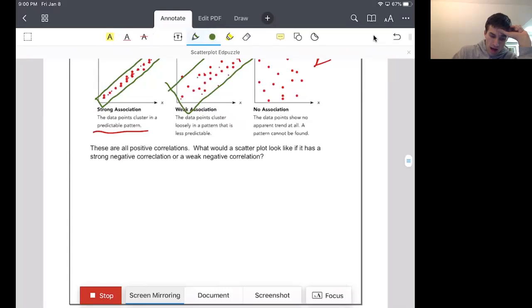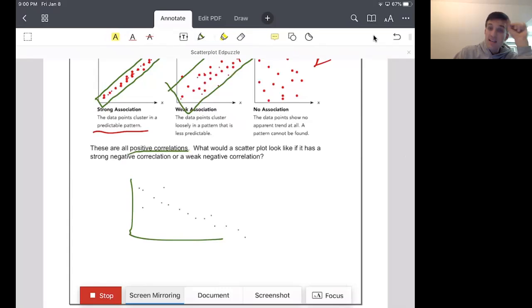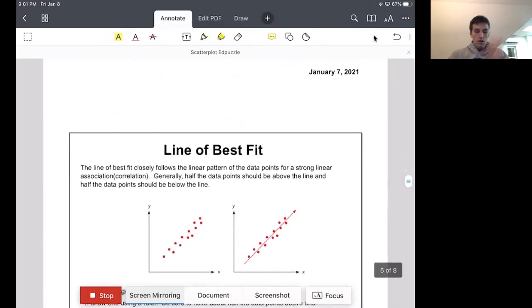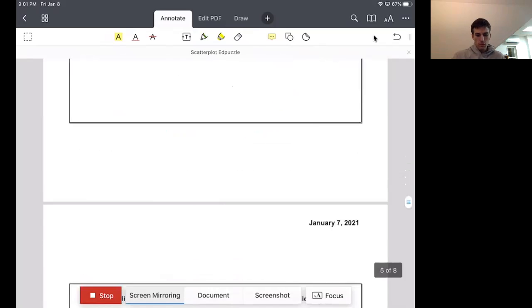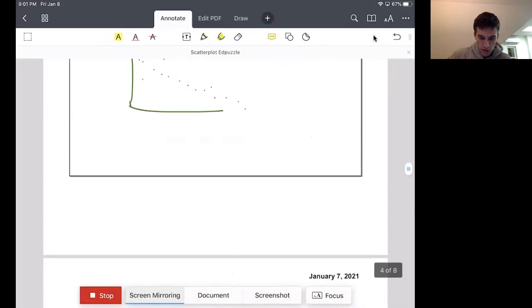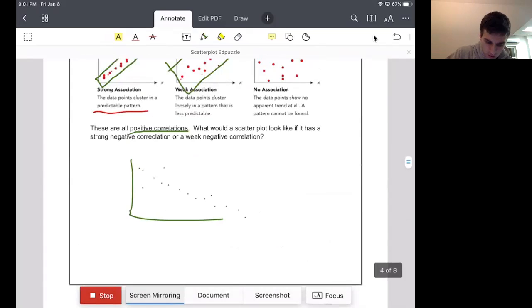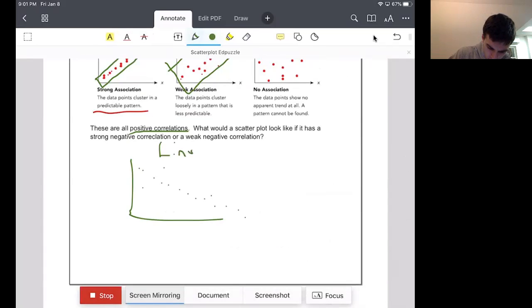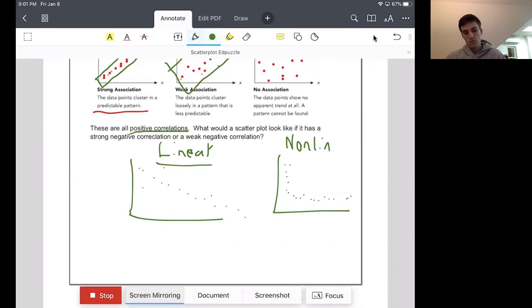So these are all positive correlations. A negative correlation would look something like this, where the points go downward. Okay, that's a negative correlation. Now, oh, and there's also this thing called linear and non-linear association. So this would be a linear association. And then there's also something called a non-linear association. And you guys can probably guess what that's going to look like. It's going to look like a curved line, like that. Okay? Or something like that.